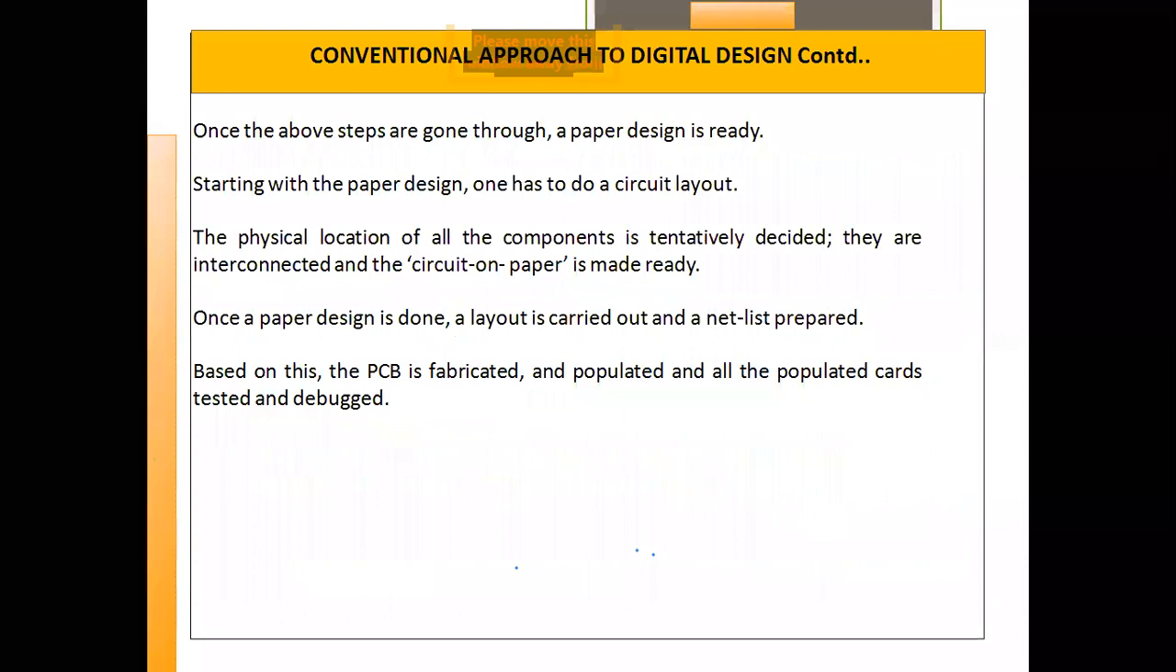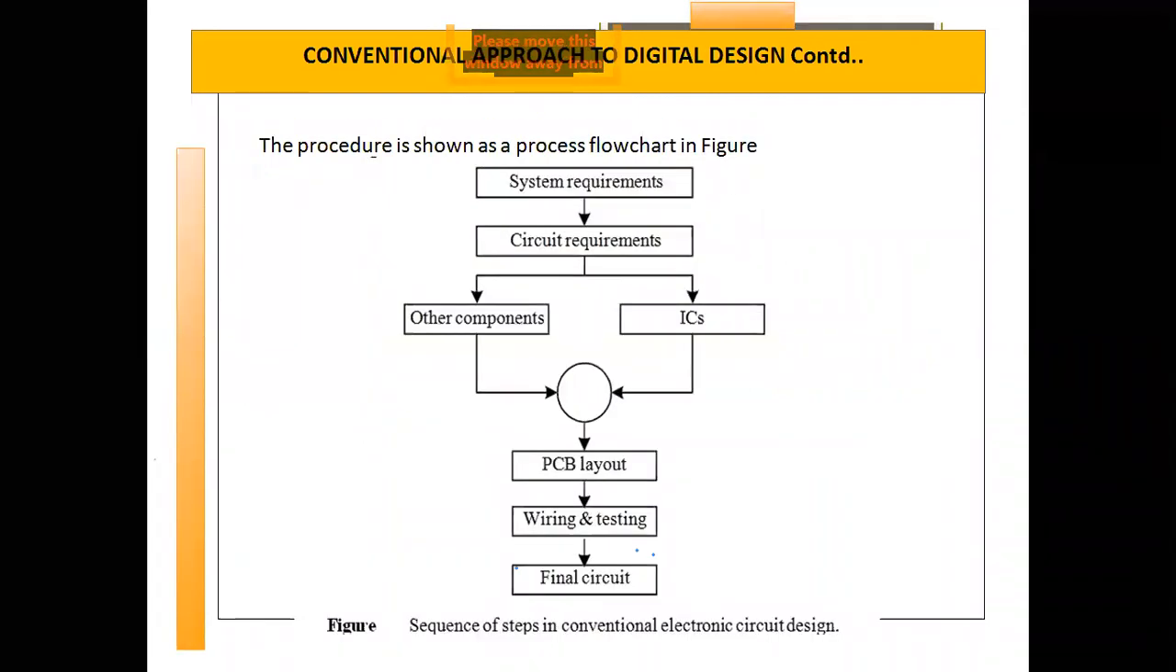Then we have to go for the paper design. Once our paper design is ready, starting from the paper design we go until the circuit layout, and we also identify the physical locations on the circuit on paper, and later we go for the PCB design. This is the simple sequence of steps in conventional electronic circuit design. This is the flow chart.